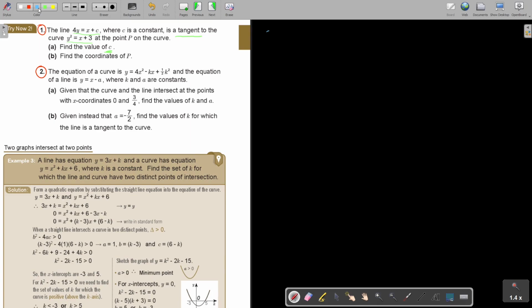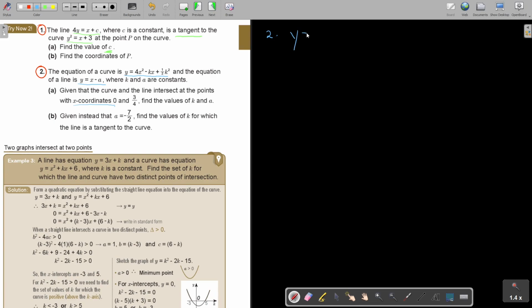Okay, number 2. The equation of a curve, there is the curve, and the equation of the line, there is the line, where k and a are constants. So nothing about the tangent yet. But now, go on. Given that the curve and the line intersect at the point with x coordinates 0 and 3/4, find the values of k and a. I'm not with tangent. I just want that. Okay, but let's start by making it one equation.